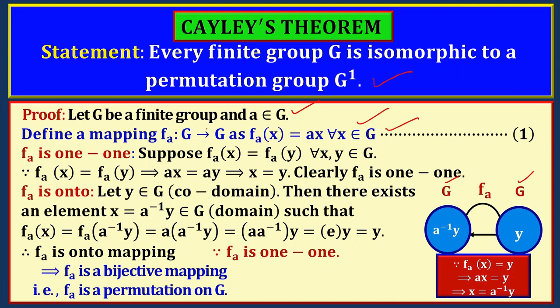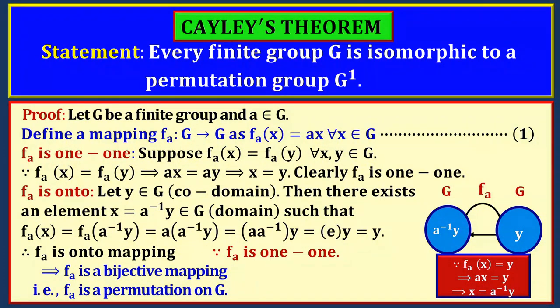First, we prove that f_a is a permutation. Permutation means a bijective mapping on G is called a permutation. Bijective means one-one and onto mapping. First one, one-one mapping. Suppose f_a of x is equal to f_a of y for all x, y belongs to G. By definition, f_a of x is ax, so ax is equal to f_a of y is ay. ax is equal to ay gives x is equal to y. Clearly, f_a of x is equal to f_a of y gives x is equal to y.